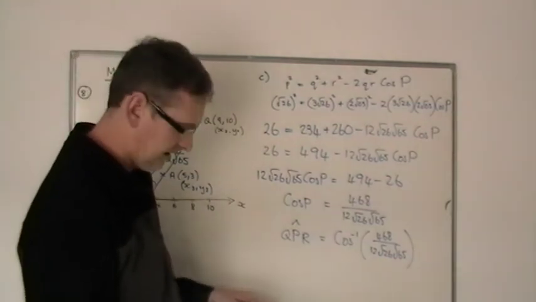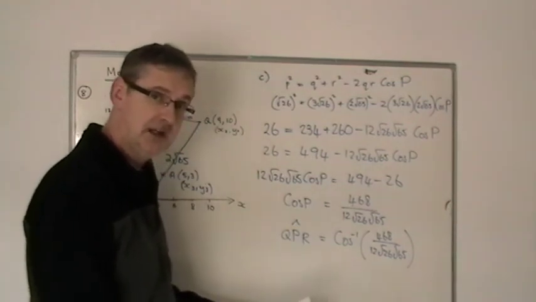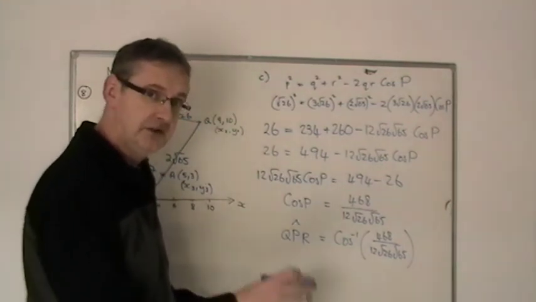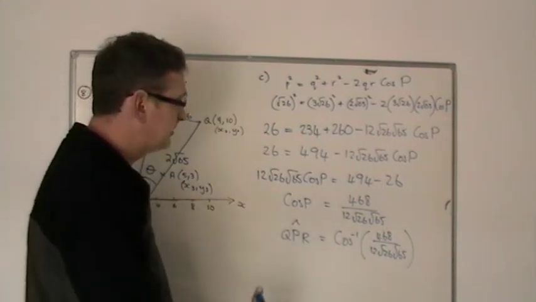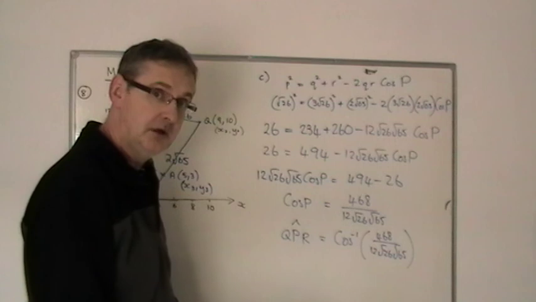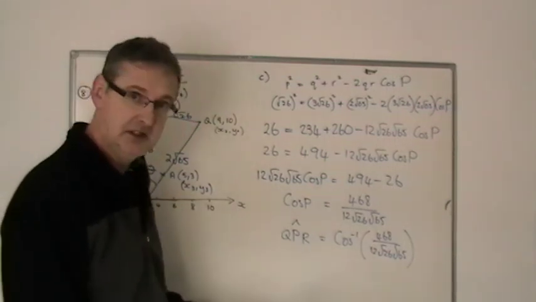The last part, as you can see, was a lot of work for just 3 marks, and that's often the case in these sort of questions. The first 2 parts you get quite a few marks for very little work. The last part you get only a couple of marks for quite a lot of work. And there you go, that's the end of the question, May 2008 C2.